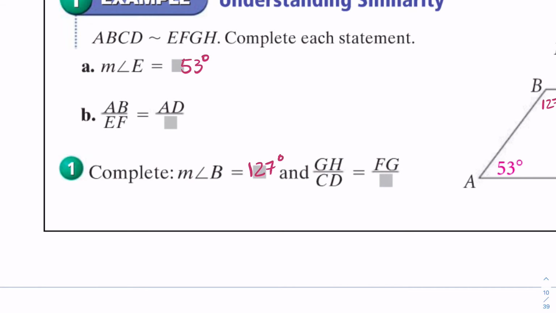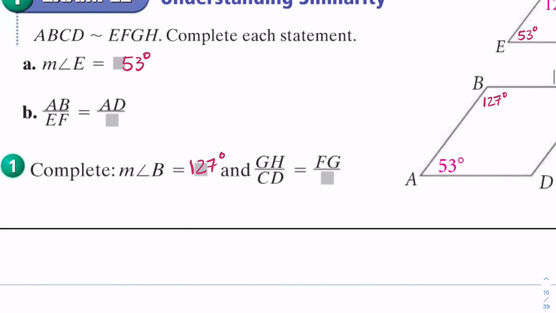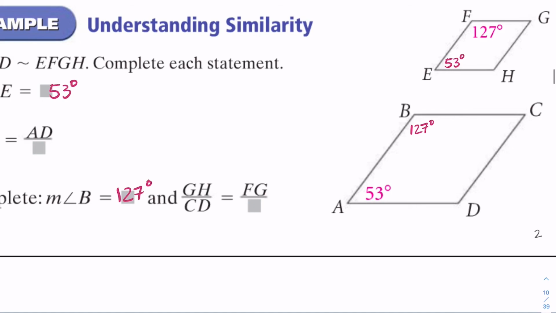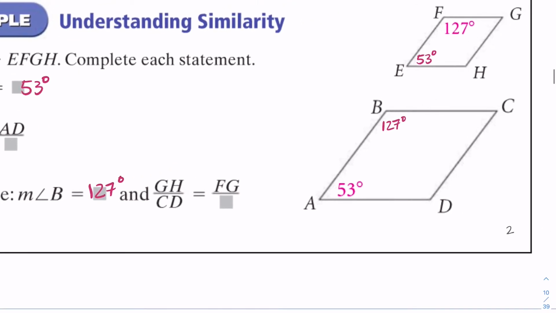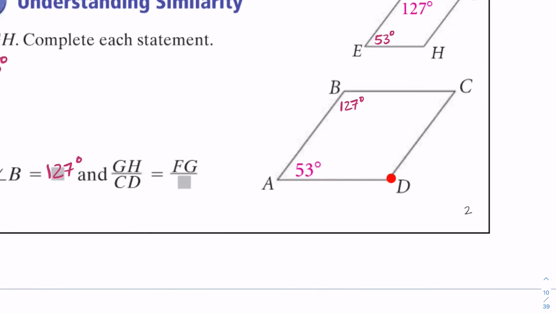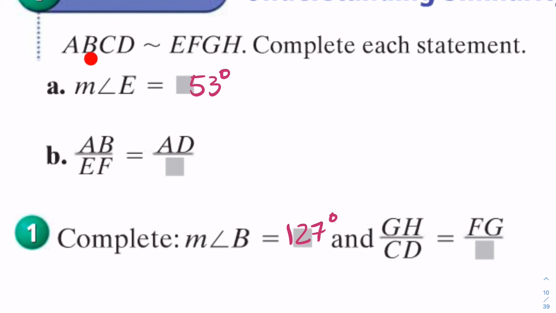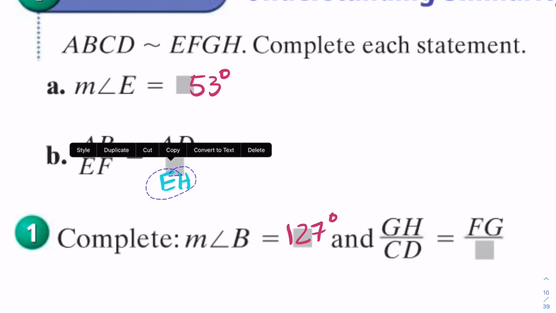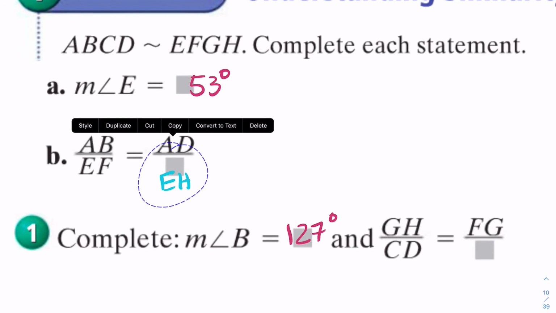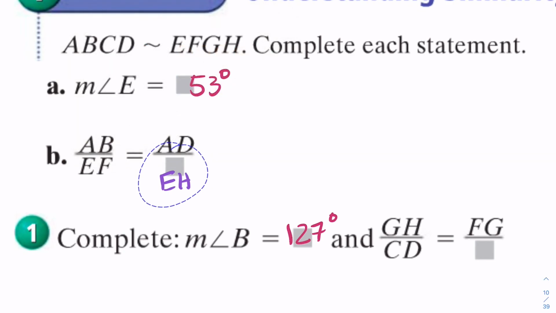But how are the sides proportional? Well, here they give us AB and EF. So we're going to say AB is to EF as what? As AD is to, well, it's going to have to be EH. And I can also pull it from this statement right here. So AB is in ratio with EF as AD is in ratio with EH. And so this EH, it's hard to see with that color. Let me try to change that. EH.